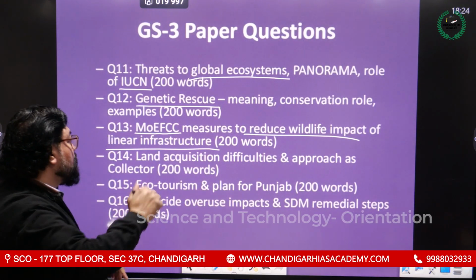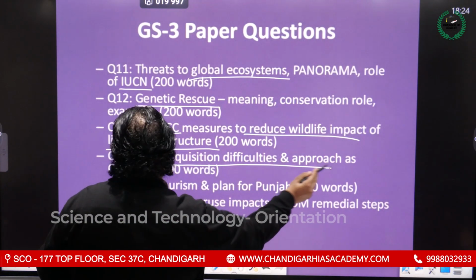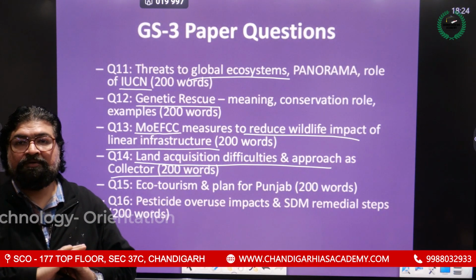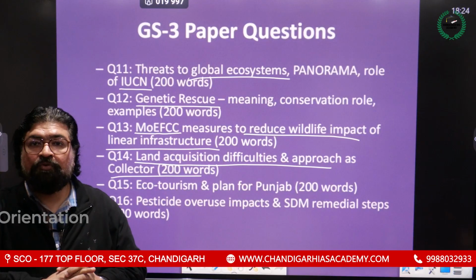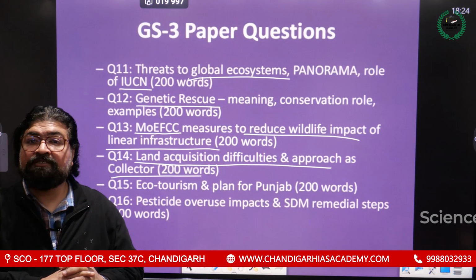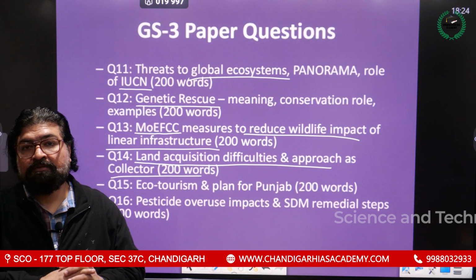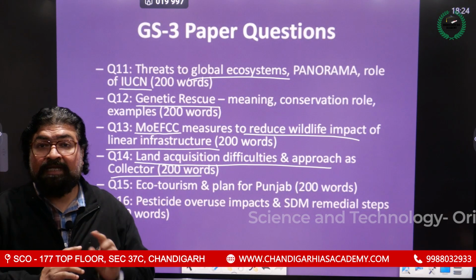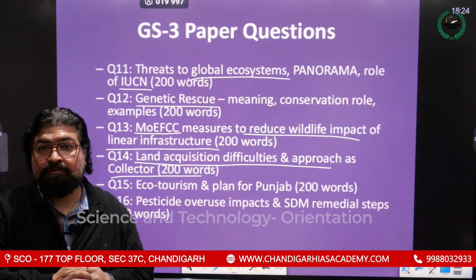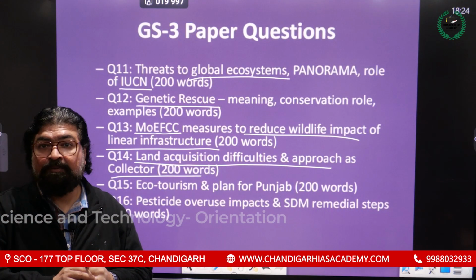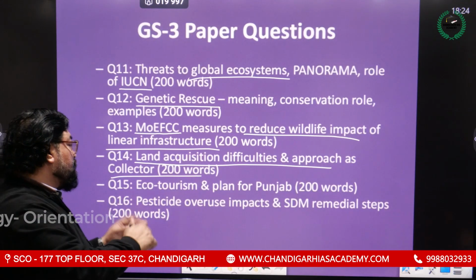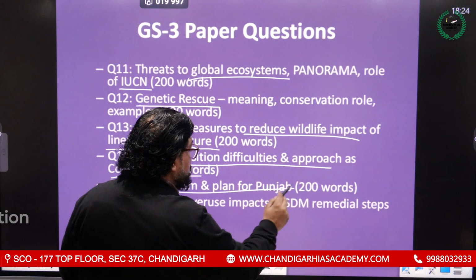Then you can see here, land acquisition difficulties, approaches as collector. When you are an IAS officer, district collector, deputy collector, how would you address the challenges of land acquisition for various types of developmental projects? There is something called SIA, Social Impact Assessment, and we have the LARR Act, Land Acquisition, Rehabilitation and Resettlement Act, 2011. Then what comes next: ecotourism and plan for Punjab.